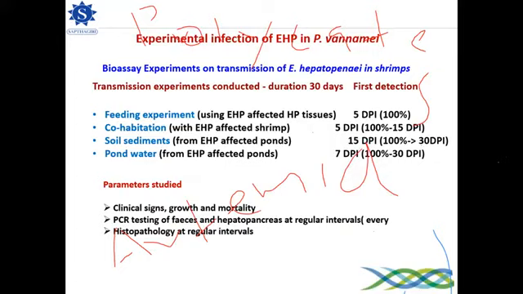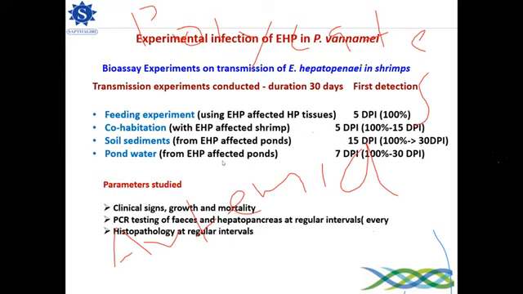The bioassay reveals that EHP can be transmitted through feeding, cohabitation, soil sediments, and pond water. In feeding experiments, on the 5th day post-infection, 100% of animals were positive for EHP. That means in pond conditions, cannibalism plays a severe role in the super-spreading of EHP in the pond.